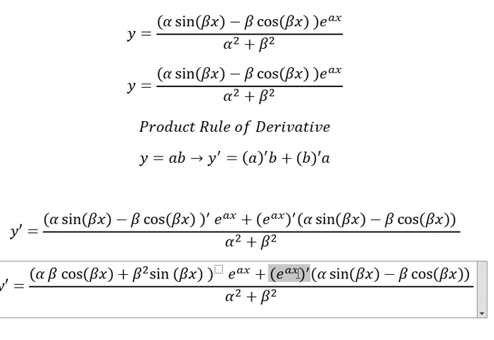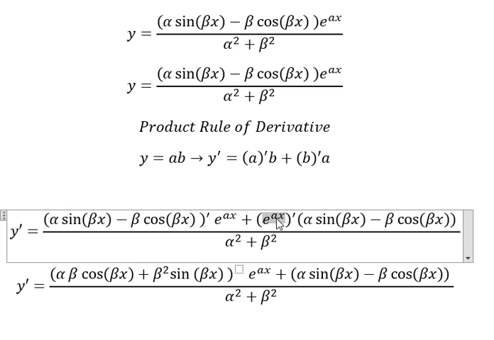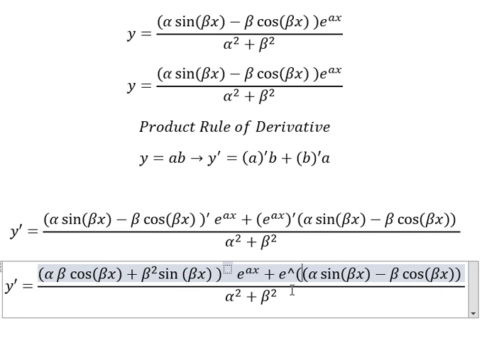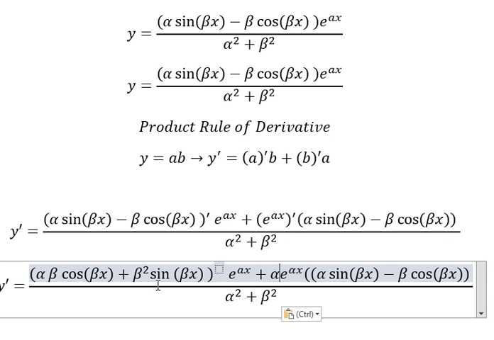This one we have alpha e to the power of alpha s, because if we do the first derivative of e to the power of alpha s, we keep the same e to the power of alpha s. Later we need to do the first derivative of alpha s. You get alpha, and this is the final answer we need to write in here.